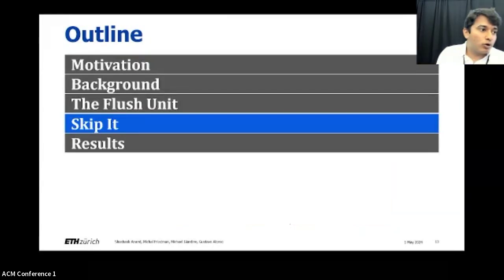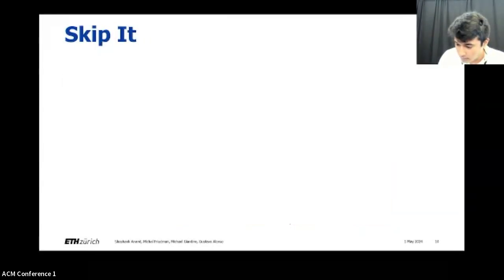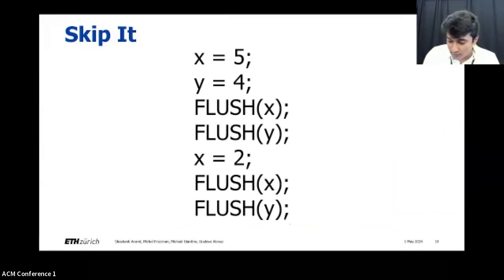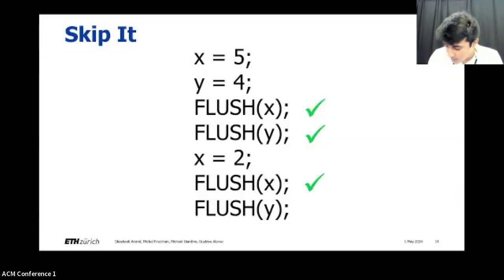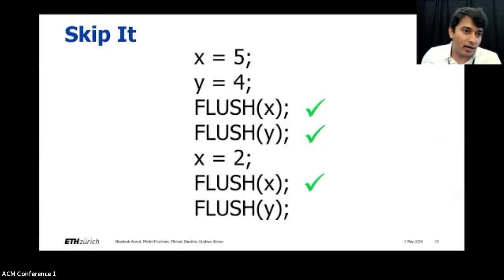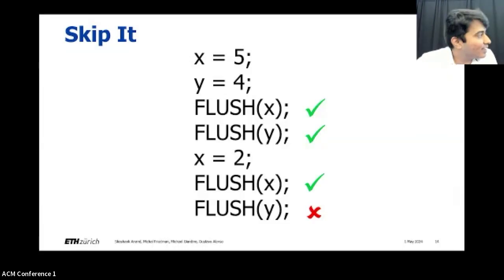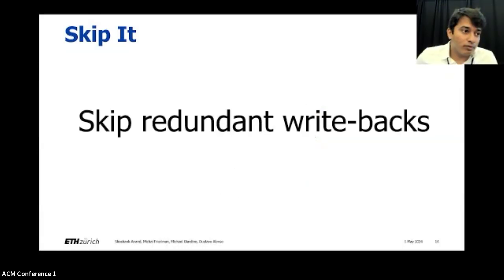Now, for the second part of our work, skip it, the hardware optimization. Imagine a program like this. We update X and Y at the beginning, and then we flush X and we flush Y. We know that these flushes must go through because we know for a fact that X and Y are dirty. Then we dirty X again, and then we flush X. This must also go through because the data must be propagated to the main memory. However, this flush Y can be safely skipped because we know for a fact that we have already flushed the modified data of Y.